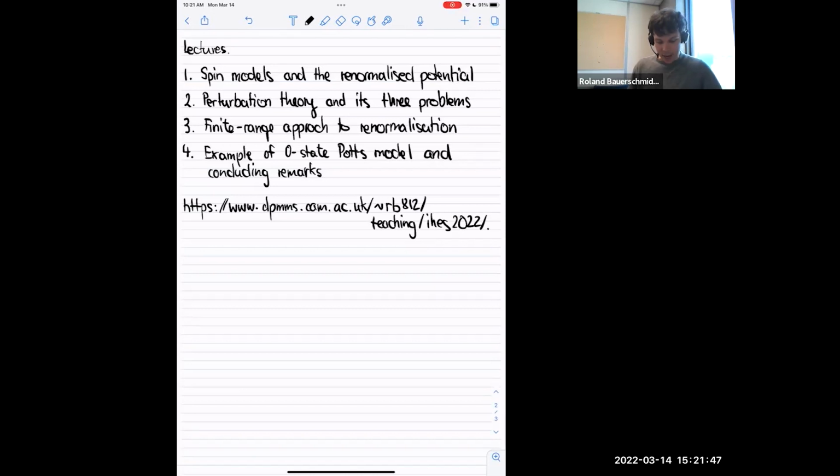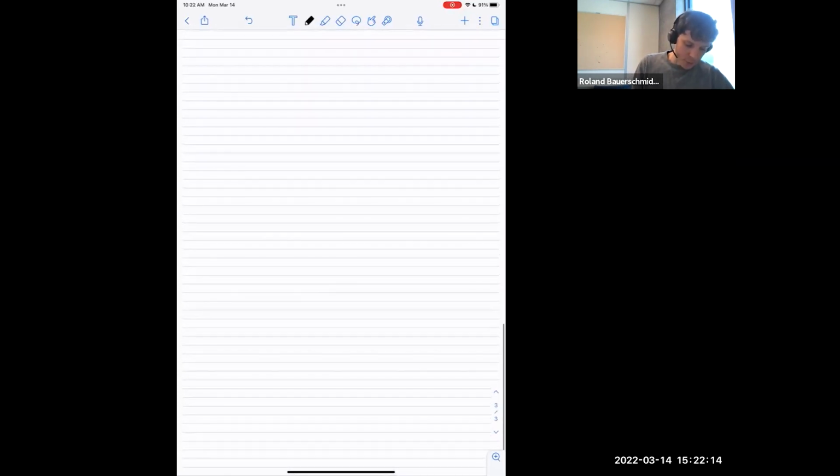So the next item on my agenda is to begin with the class of models that I will focus on, which are the spin models and the regimes of their parameters where the renormalization group is relevant. Okay, so what do I understand as a spin system?